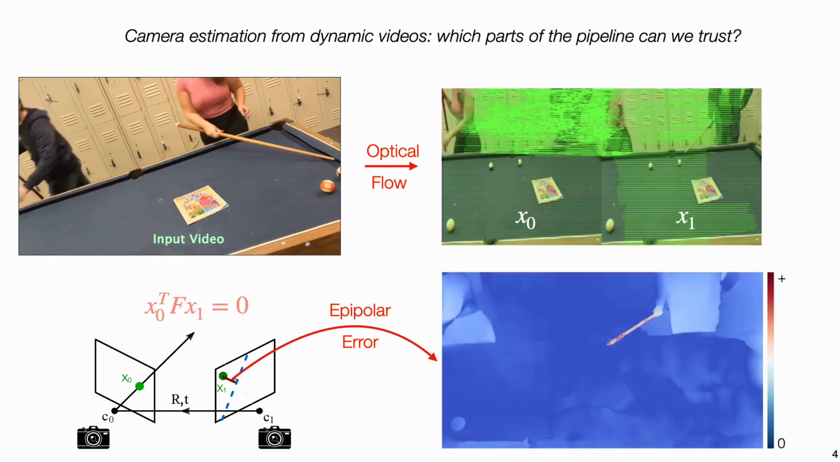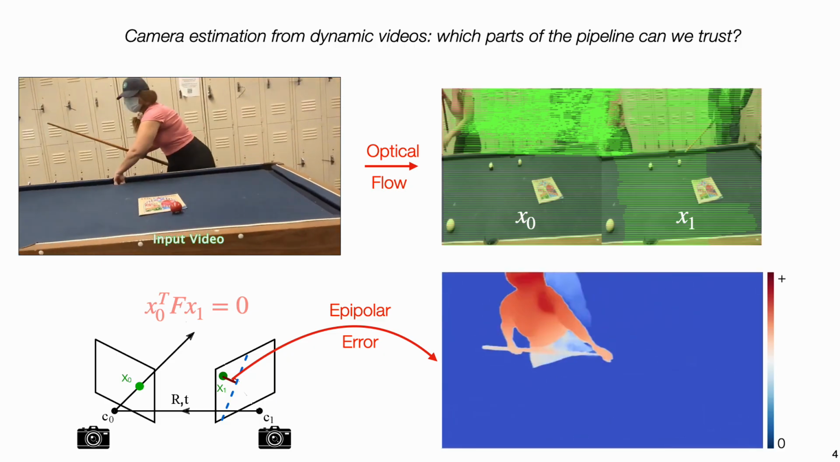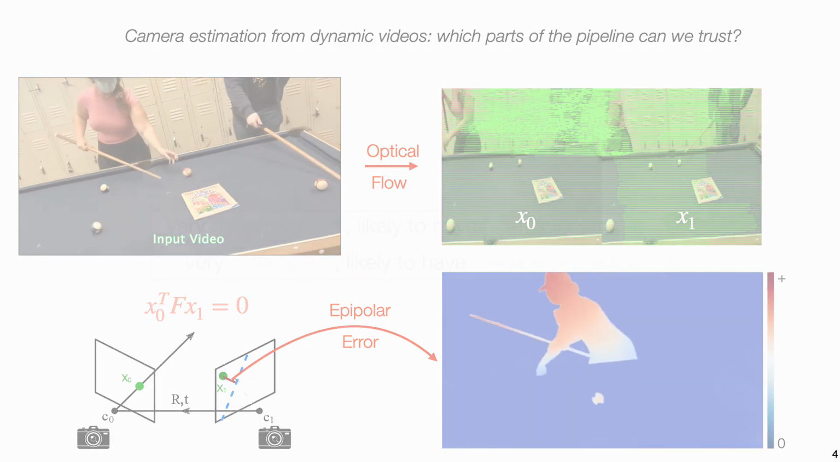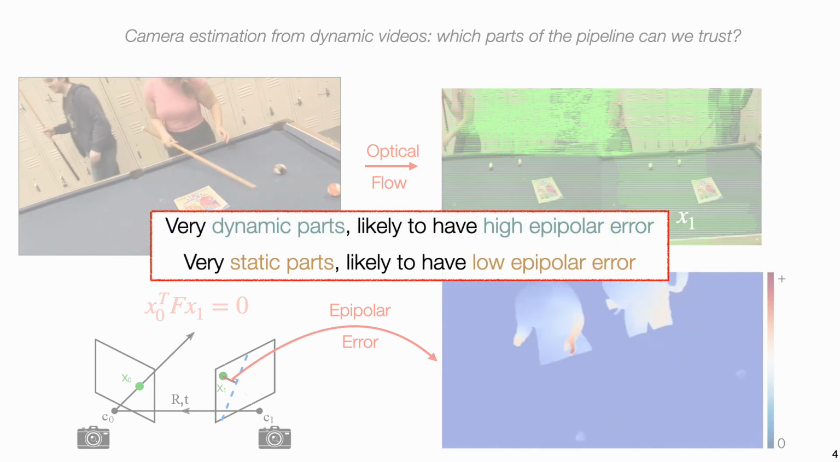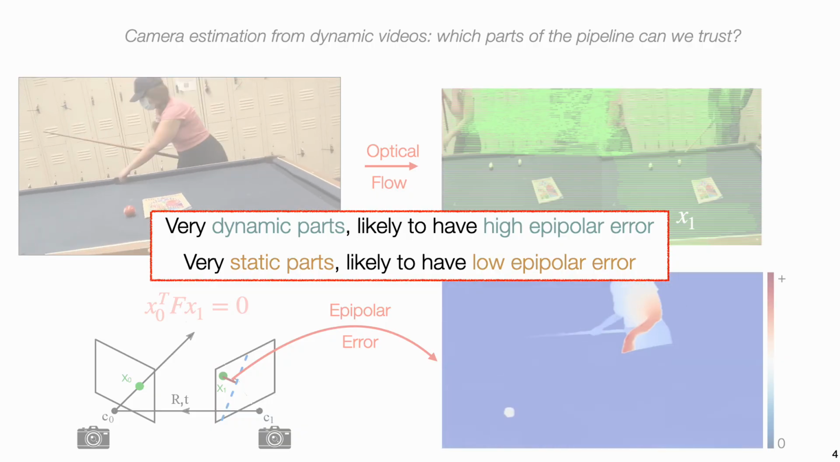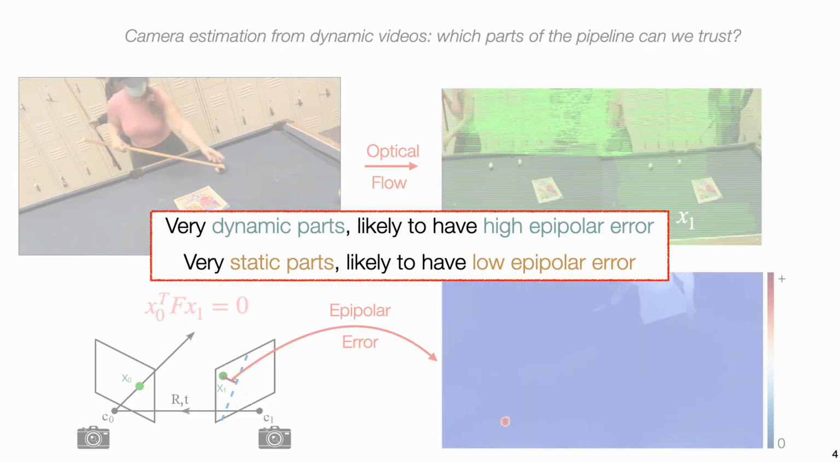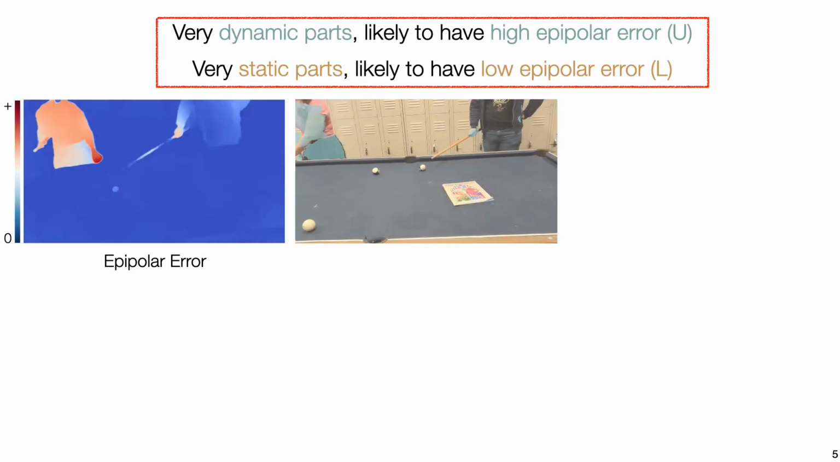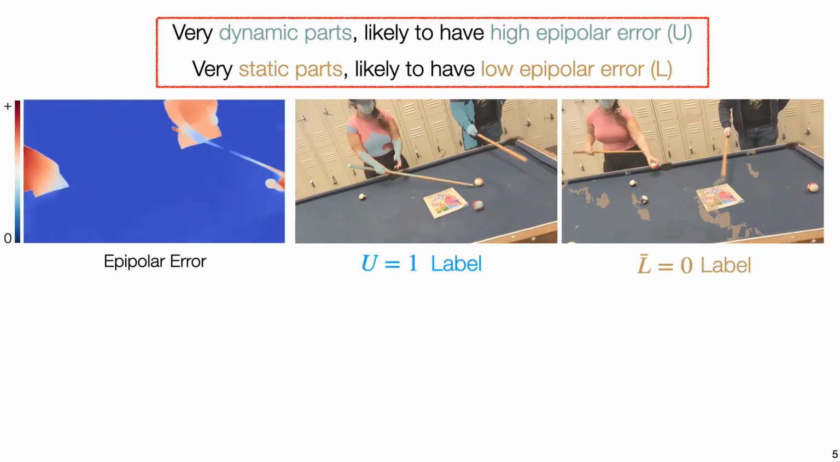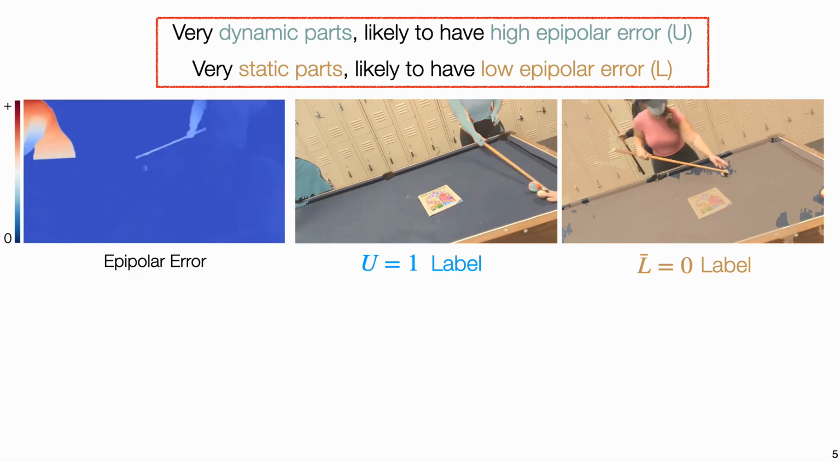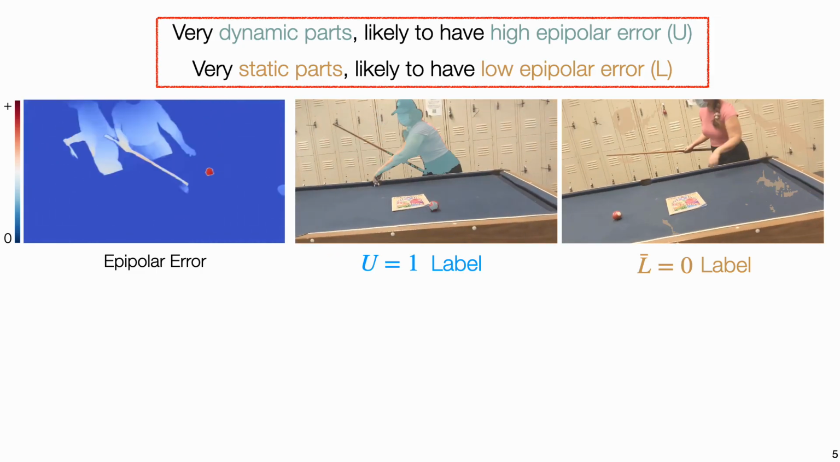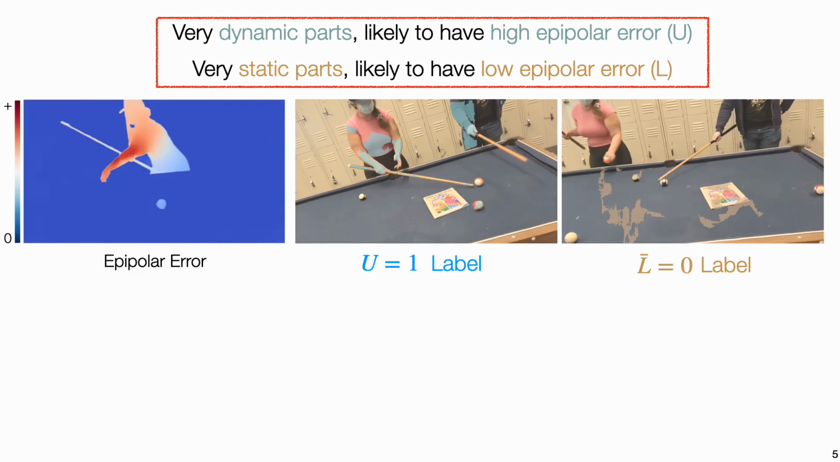From this error map, we can draw an important insight. Highly dynamic regions tend to have large epipolar errors, while static regions show low errors. We can use this insight to obtain a coarse labeling of which parts of each frame are likely dynamic and which parts are likely static by simply thresholding the error.